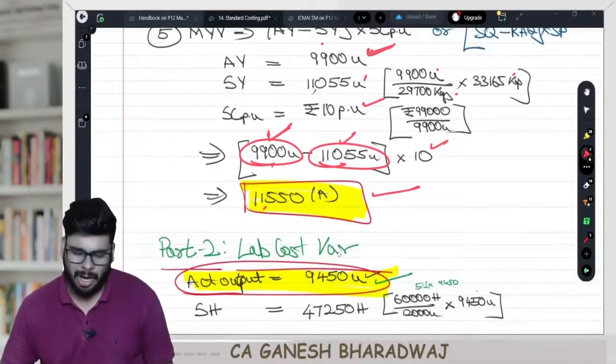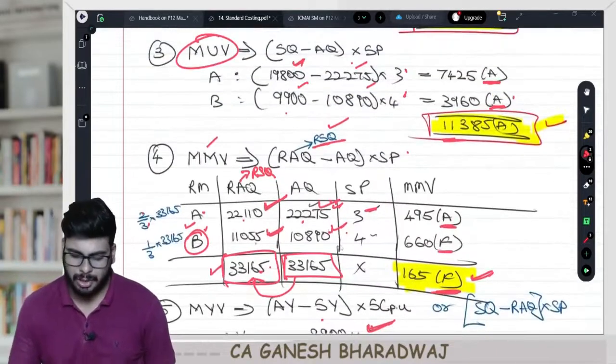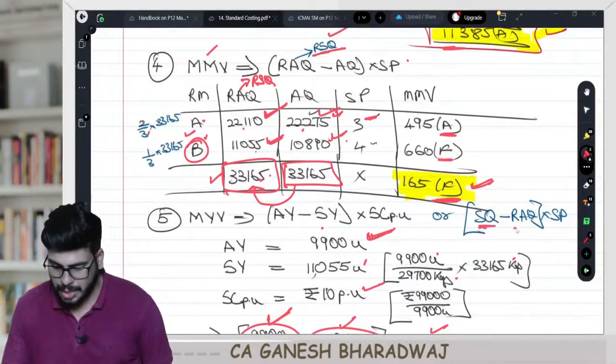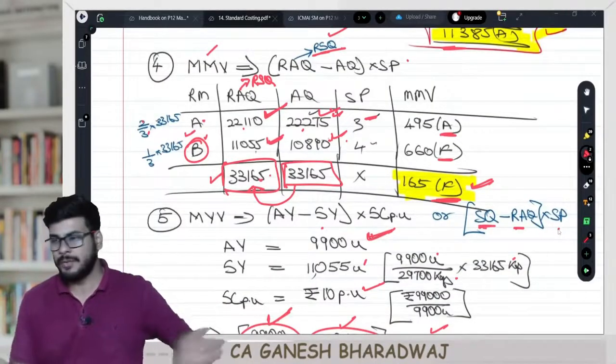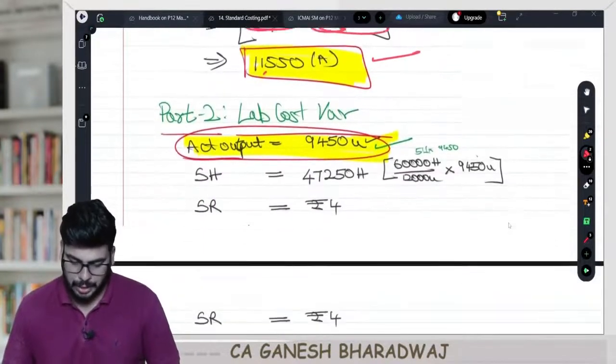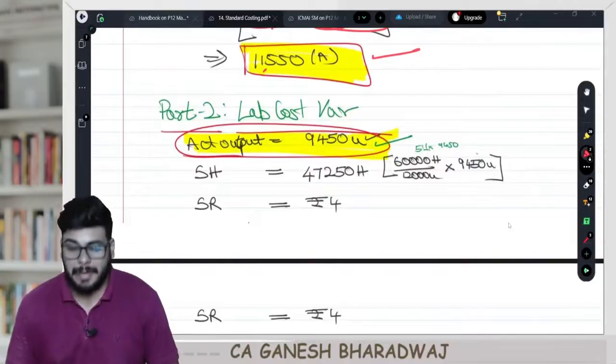Clear with this, guys? Or I don't want all these things, sir. You can also use the other formula that we have done, the balancing figure formula, standard quantity minus revised actual quantity into standard price. If you do it that way also, you will arrive at the same figure. Clear with this, guys? Now let's move on to the next one, which is going to be my labor cost variance.